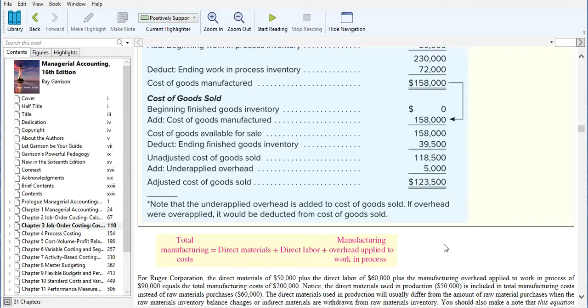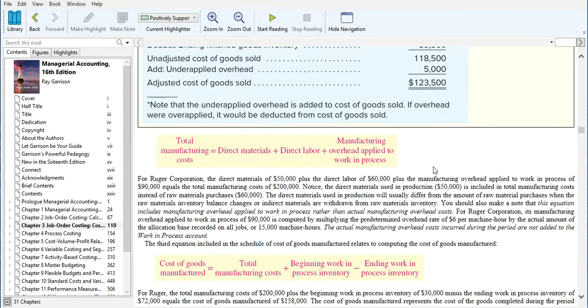If it's overapplied, we would deduct it. If it's underapplied, we add it in. So when we talk about total manufacturing costs, that is direct materials, direct labor, and manufacturing overhead applied.